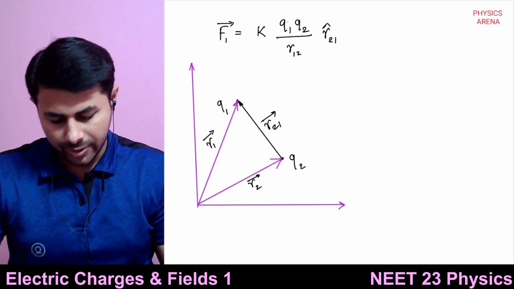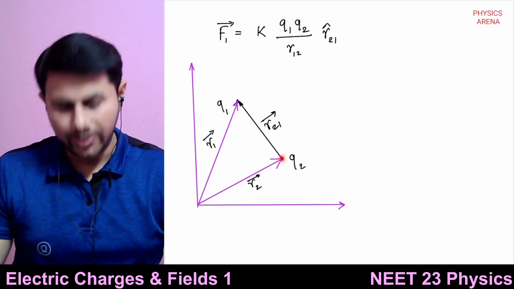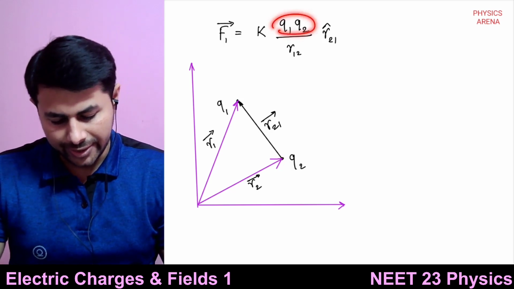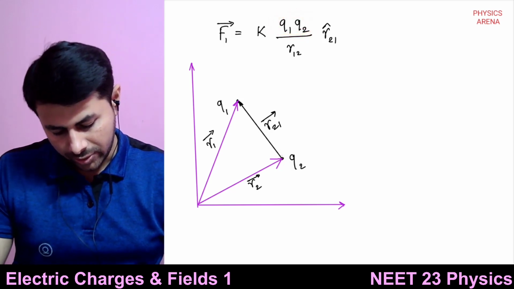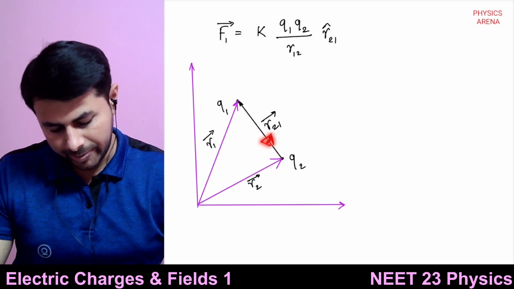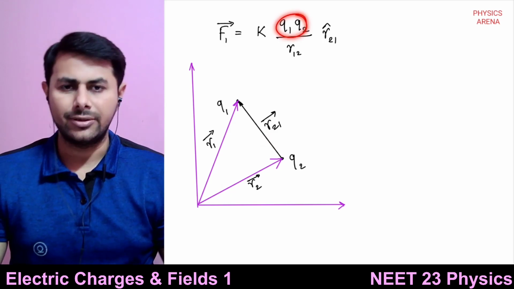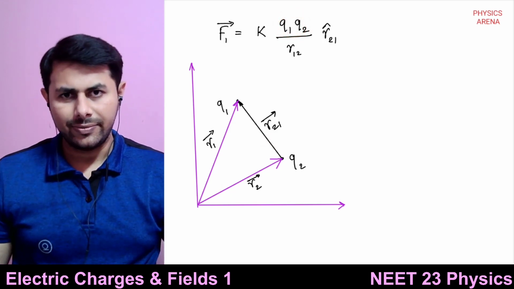And if they are oppositely charged, then what will happen? Q2 will attract Q1, so you will have a negative sign here. Okay. So R21 is directed like this, right? But the force will be directed in the opposite direction because of the negative sign, right?